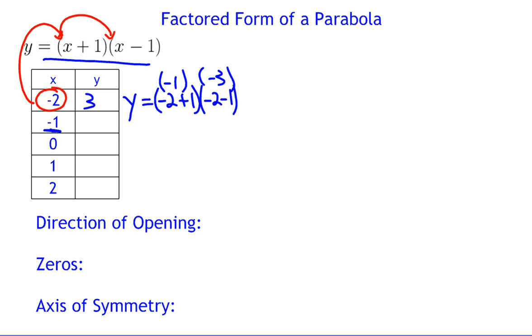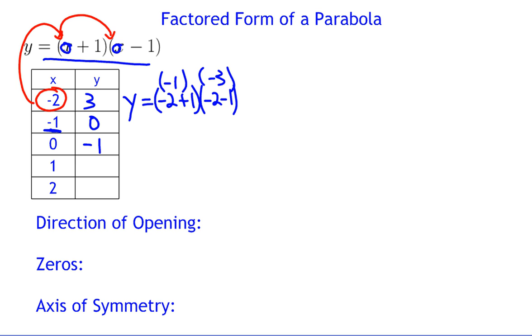Negative 1 plus 1 is 0. Negative 1 minus 1 is negative 2. 0 times negative 2 is just 0. If we substitute a 0 in here for x, 0 here and 0 here, 0 plus 1 is 1. 0 take away 1 is negative 1. 1 times negative 1 is negative 1.